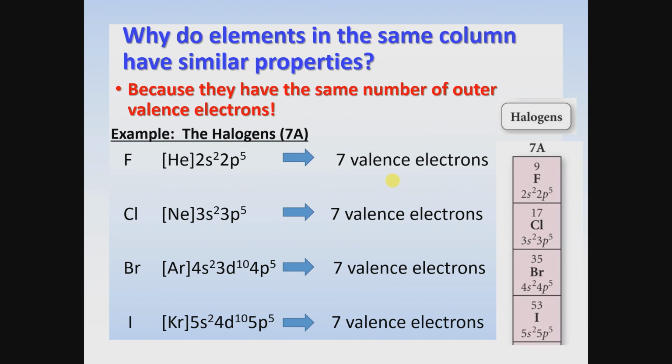All these atoms have different total numbers of electrons. It's just that each has exactly the same number of electrons on the very outside of the atom. Because of that, they're going to react in the same way with other elements. That is why they have similar properties.